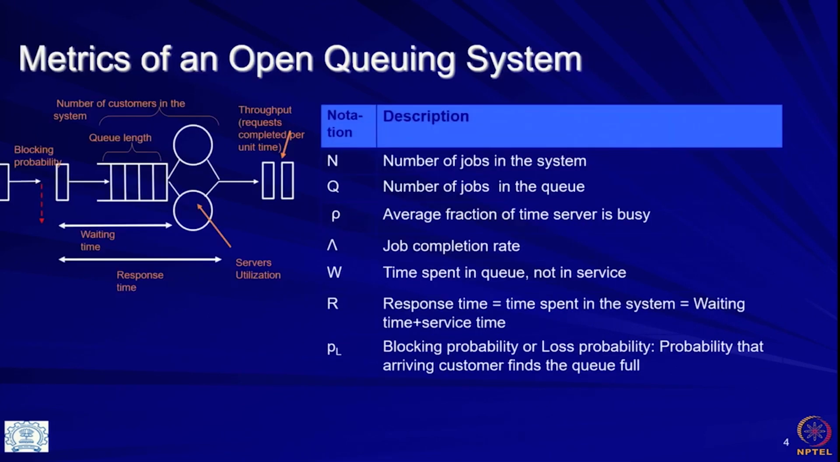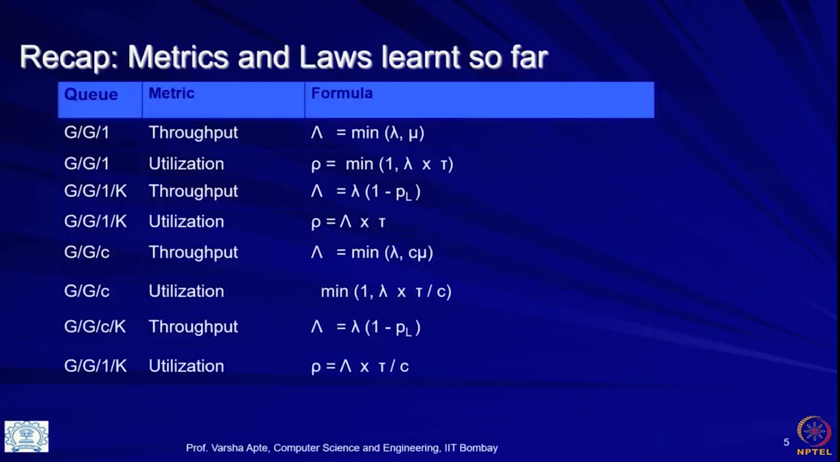Then these are the metrics. Again, you should start remembering what these are: the number of jobs, n, q, row, capital lambda, w, r, p, l. You can refer to this slide when you are watching the lecture. Then what we did last time was we derived some metrics like throughputs and utilizations to some extent. So, for GG1 we had all of these derivations. Again, this is just given for your reference, so you can look at the slides.